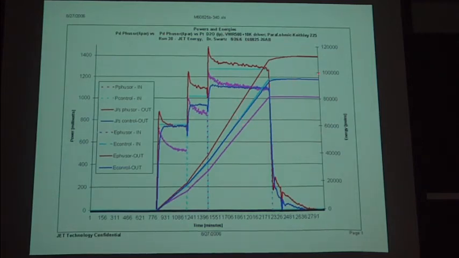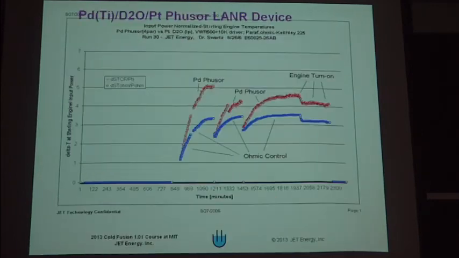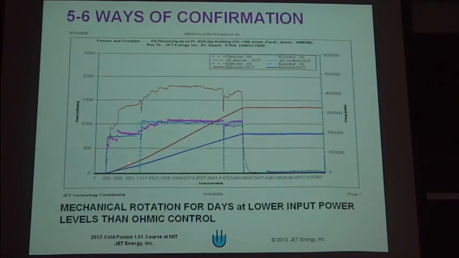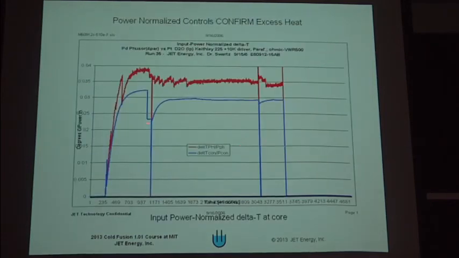But when we bring it up, this is nice because the ohmic control is right in between our input to the fusor and the output. And here's our heat after death. This is looking at delta T of the engine, not even of the core, but of the engine itself. Six ways of confirmation. This is where we add electricity and the motor and so forth. Here, by the way, the input to the fusor device is the exact same as the input to the ohmic control, so these three curves are overlapping. And here's our excess energy, a little bit of heat after death.